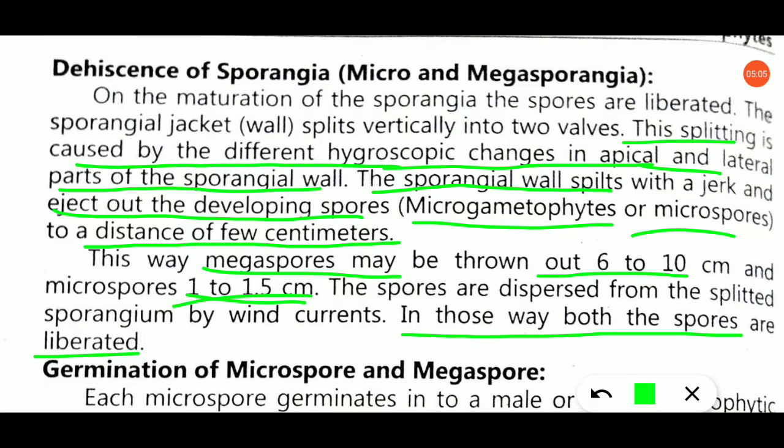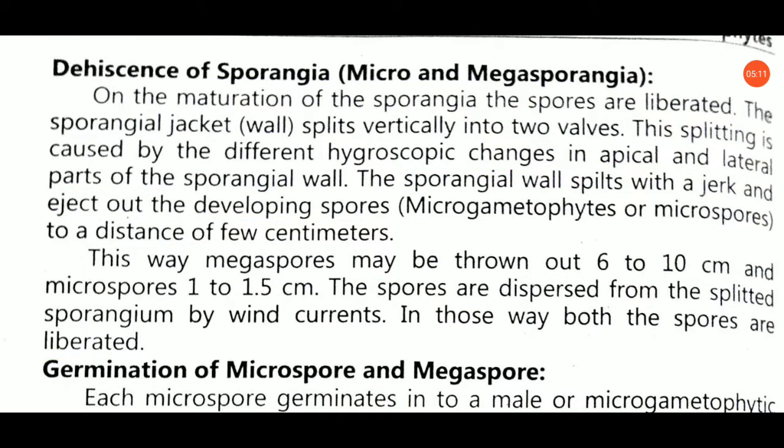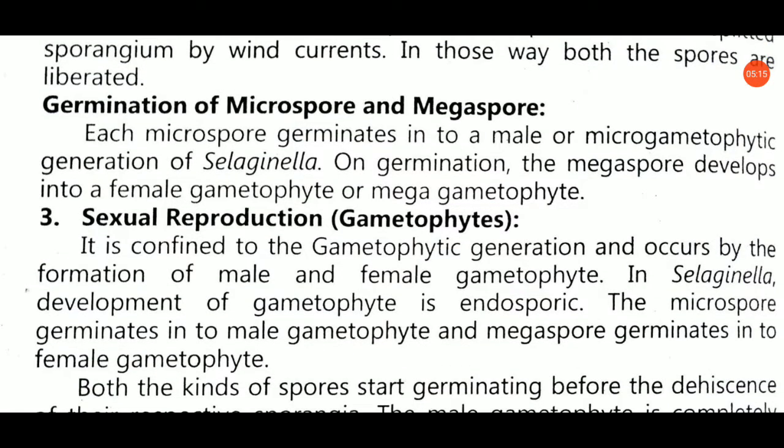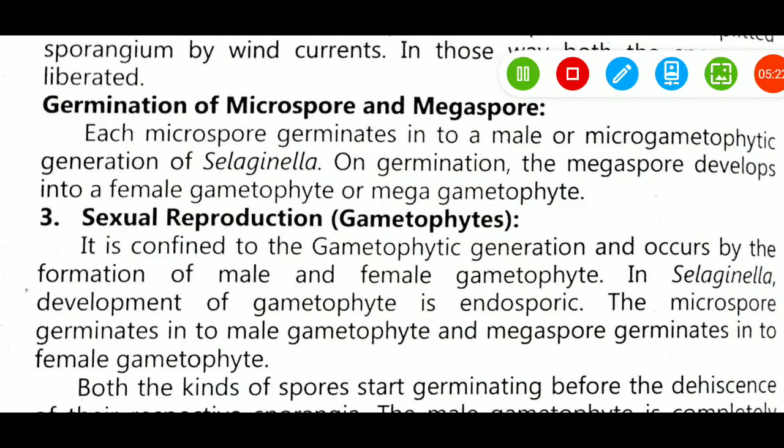This is the information about the dehiscence of the sporangia, that is the micro and megasporangia. Now the second important topic is the germination of these spores, that is, how the germination of the microspores and megaspores takes place.